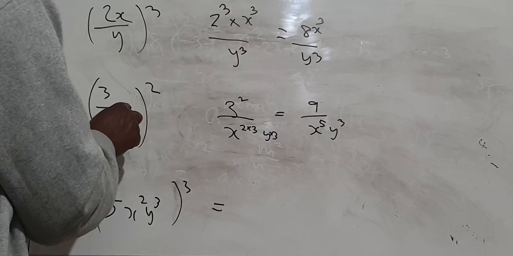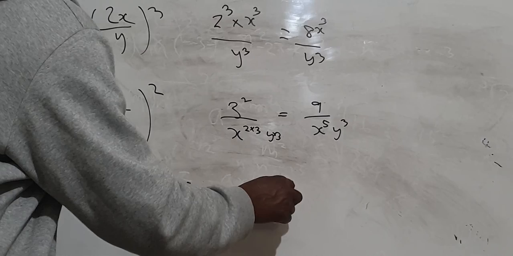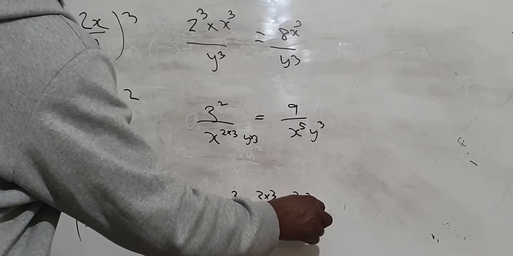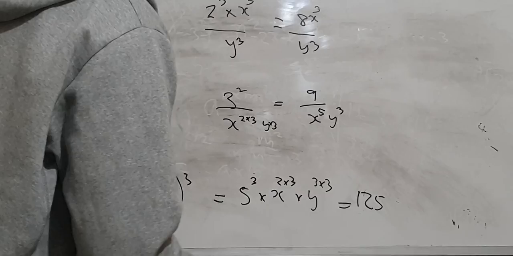So this means 5 cubed times x squared times 3, times y cubed times 3. What does that mean? That is 25, sorry, no, 125. Nice. x to the power 6 and y to the power 9. Nice.